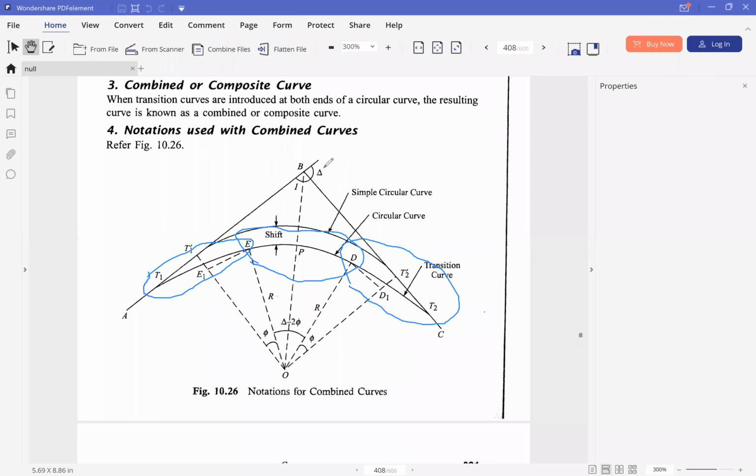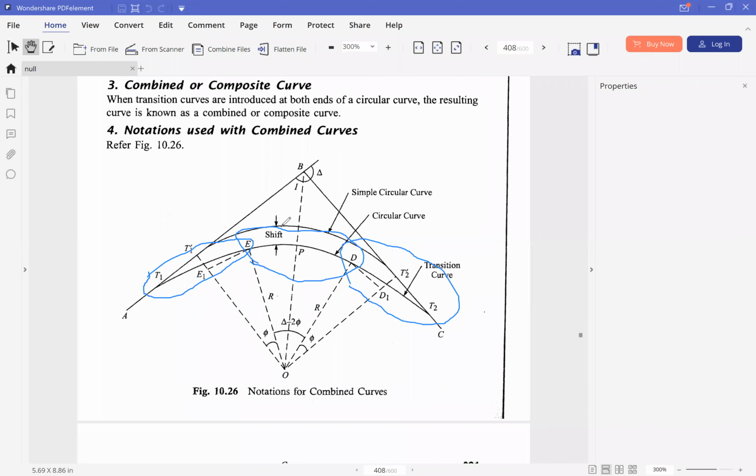Now, this delta is the deflection angle, I is the angle of intersection, right? Now, shift, what is shift? Shift is basically the distance through which the circular curve is reduced if we provide the transition curve. That is the shift. And delta minus 2 phi is the central angle for your circular curve, and phi is the spiral angle. That is the angle that half the length of the transition curve subtends at the center.